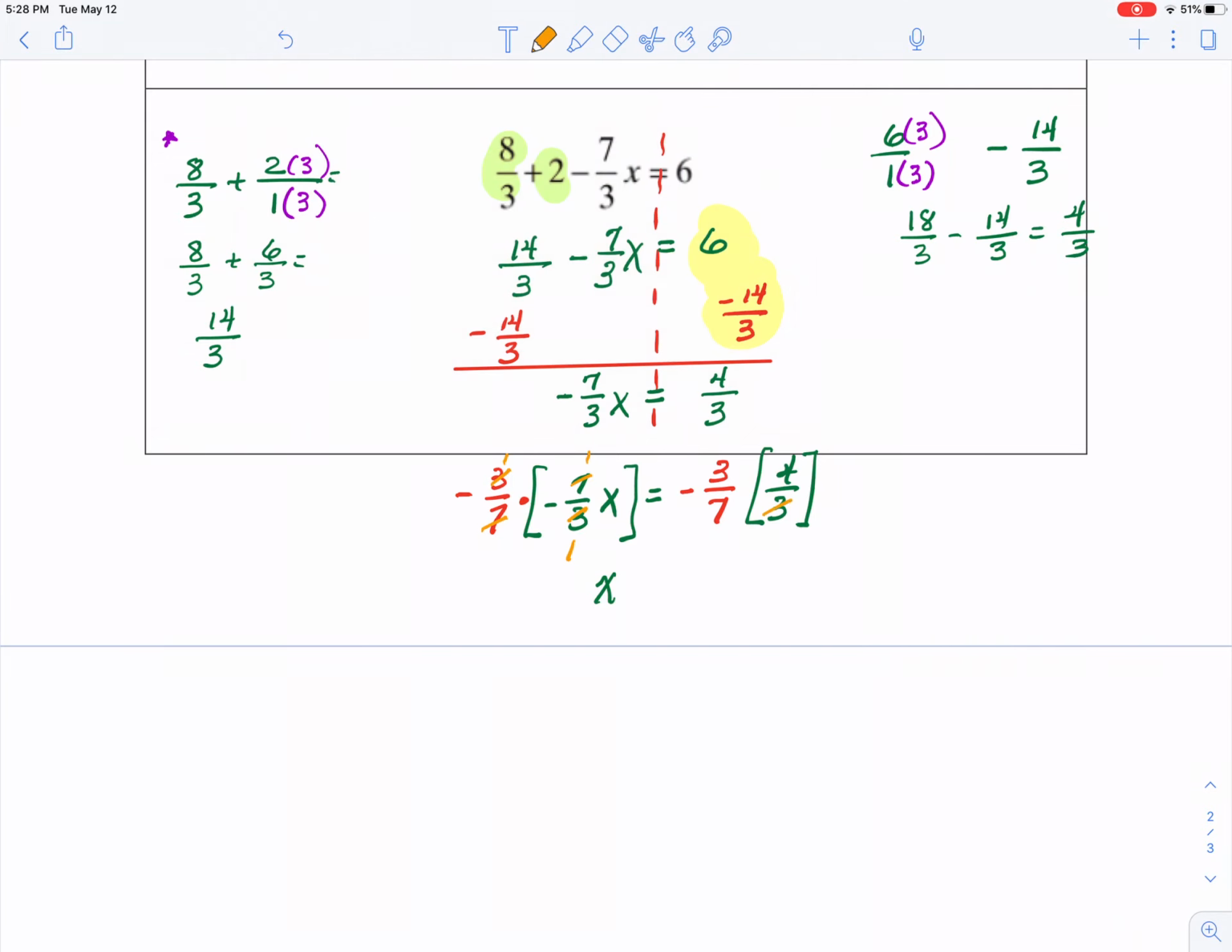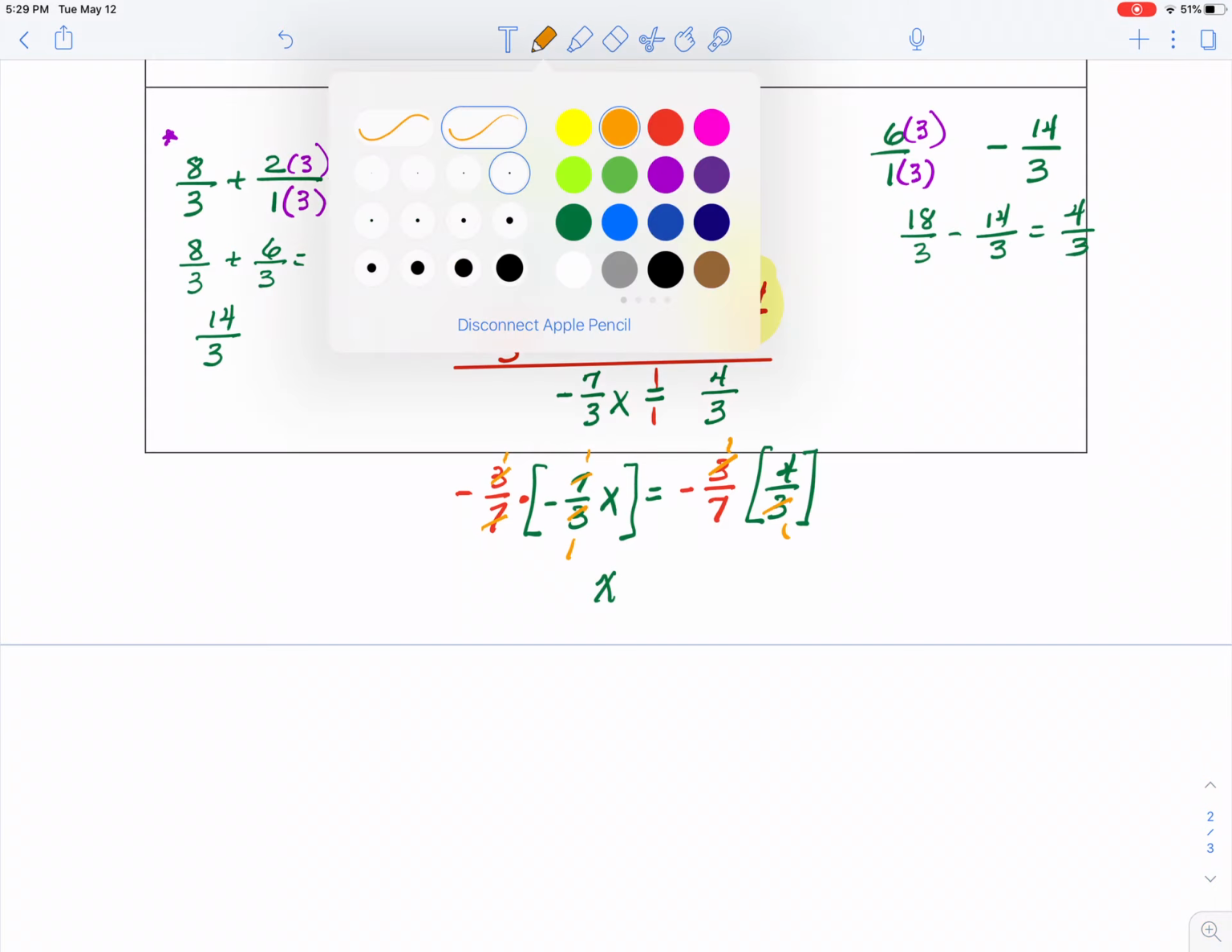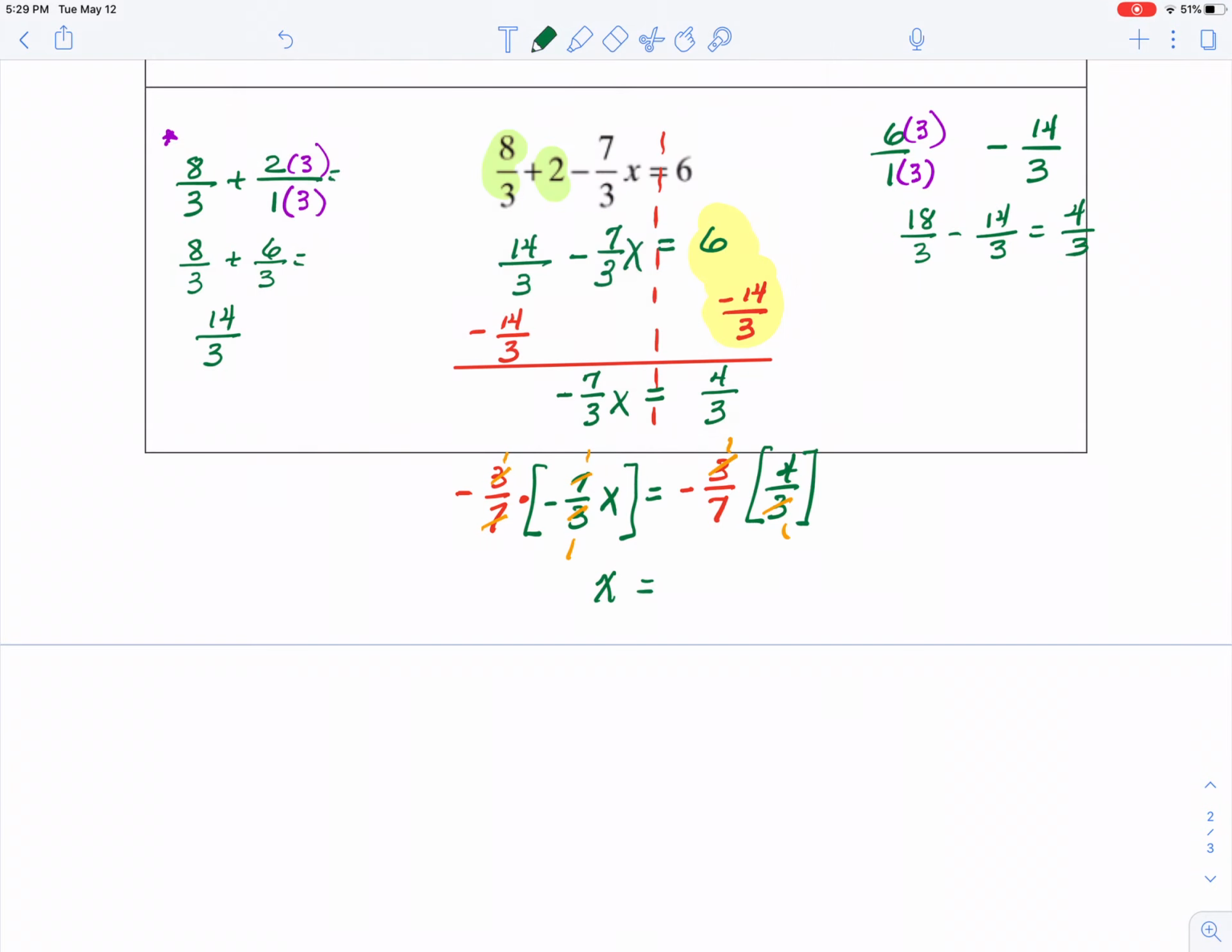And on the other side, I can see these 3's are going to cancel out. So it looks like on the right-hand side, here's my equals mark, I'm going to get a negative 4/7. So again, successfully isolating the variable x, I've got a positive 1 coefficient here, and so I'm done. I hope that helps you as we move along through equations.